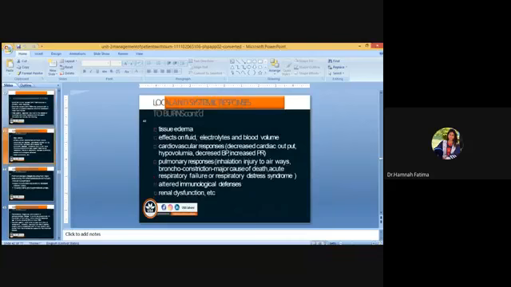Tissue edema effects on fluids, electrolytes, and body volume. Cardiovascular responses: decreased cardiac output, hypovolemia, decreased BP, increased PR interval. Pulmonary responses: inhalation injury to the airways, bronchoconstriction, major cause of death, acute respiratory failure, and acute respiratory distress syndrome. Altered immunological defenses and renal dysfunctions.